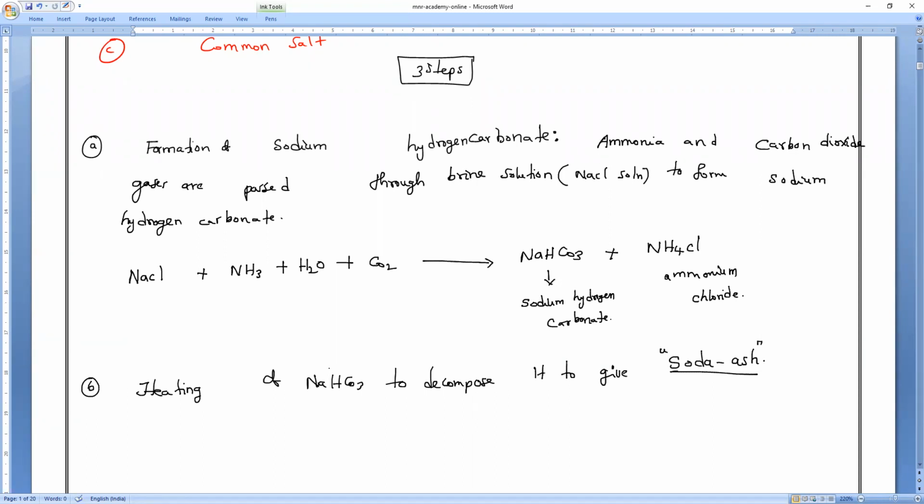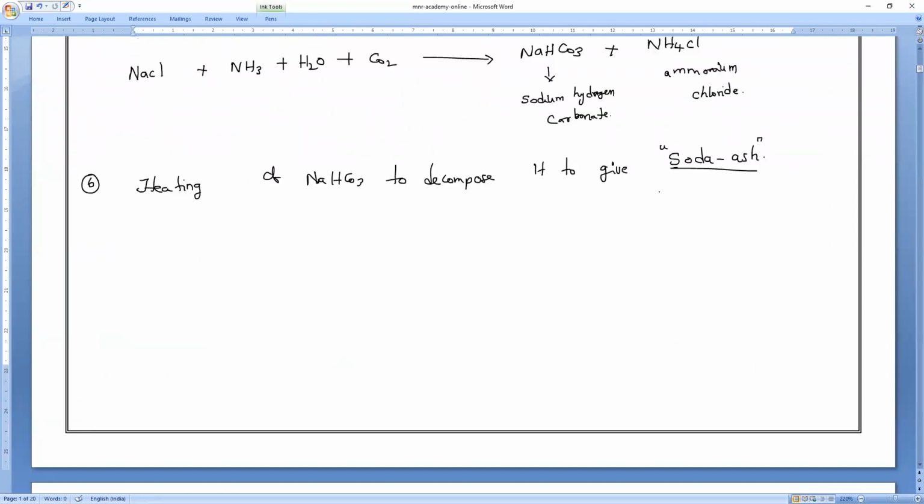Soda ash, all of you remember, is basically sodium carbonate, anhydrous. Hydrous and anhydrous I told you. Can anybody tell me what you mean by hydrous and anhydrous? Sir, water content. Water of crystallization is present, we call it hydrous. Then no water of crystallization, we call it anhydrous.